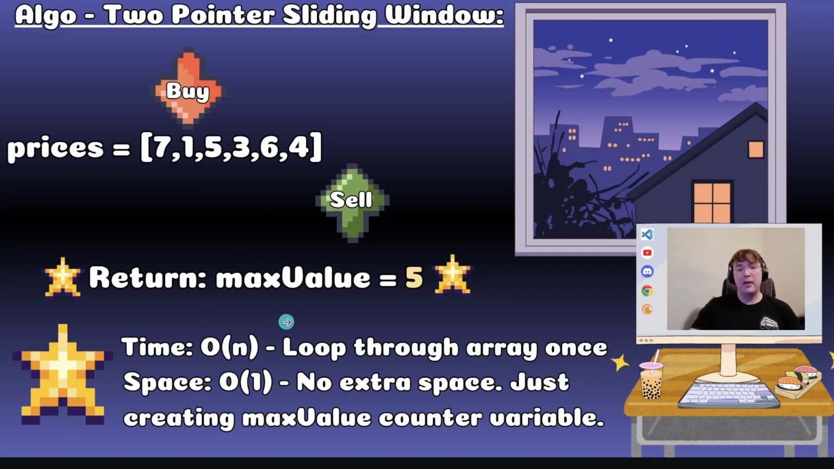Time complexity, we are just going with O of n, which is the size of the prices array, because all we're doing is just looping through this once. And space complexity is just O of n. We're not really creating an extra space. We're just creating an extra variable that we're going to be using for counting.